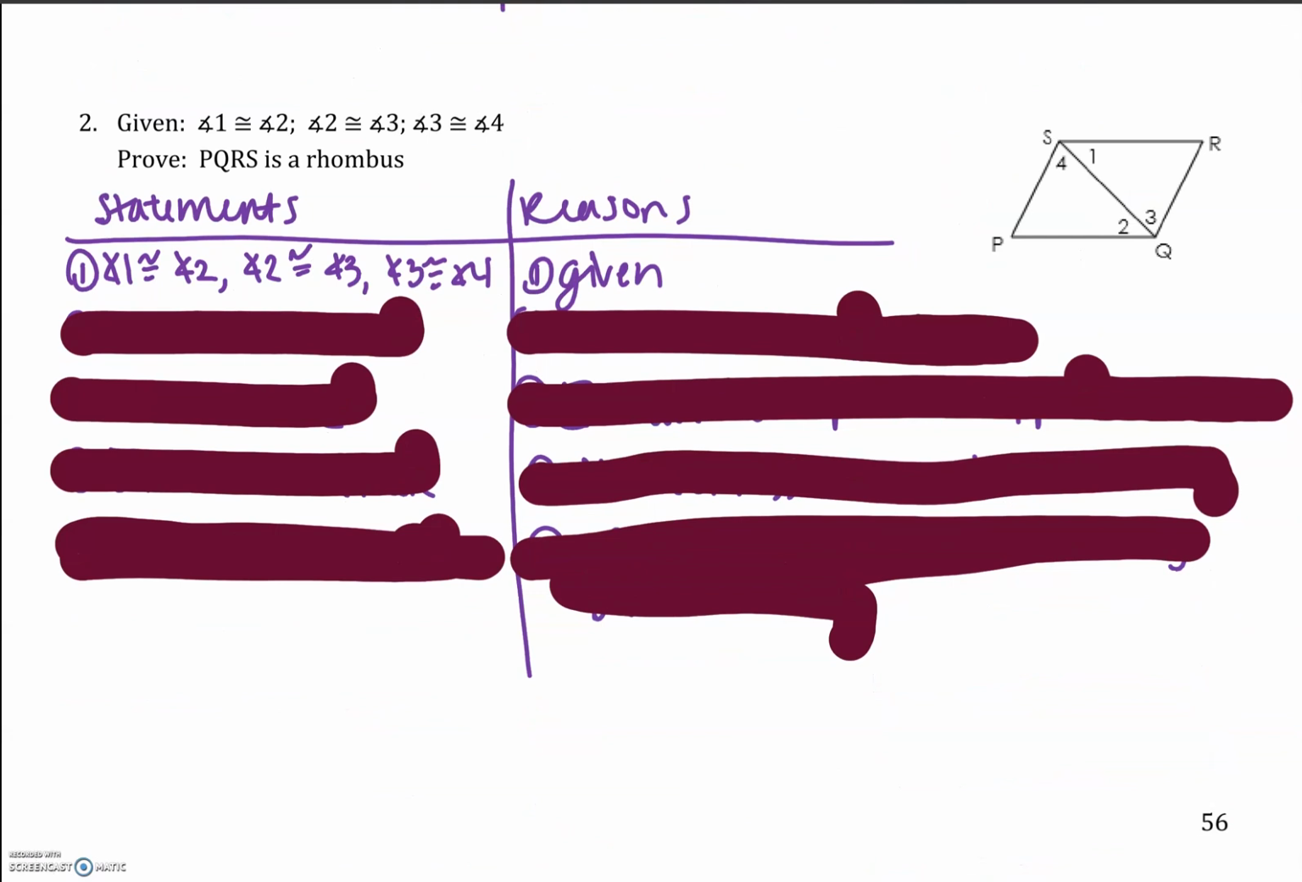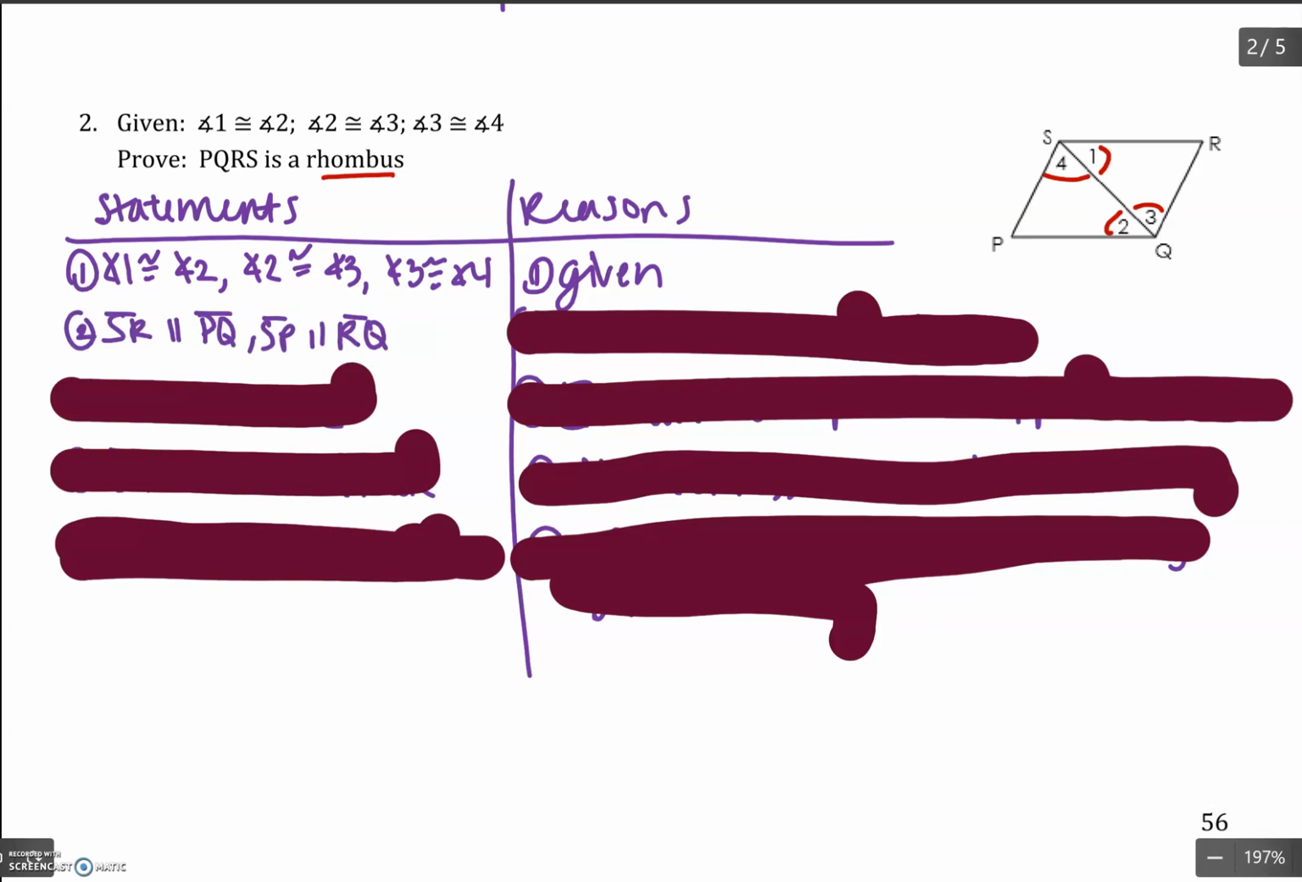Number 2. Now it looks like it could be a triangle proof, and it can be. I'm going to show you a different way to do this though. We have 1 is congruent to 2, 2 is congruent to 3, 3 is congruent to 4, and this is all craziness. What I want to show first is that it's a parallelogram in order to show it's a rhombus. So if you look at angle 1 and angle 2, that means that SR and PQ are going to be parallel because they're forming that Z shape right here.